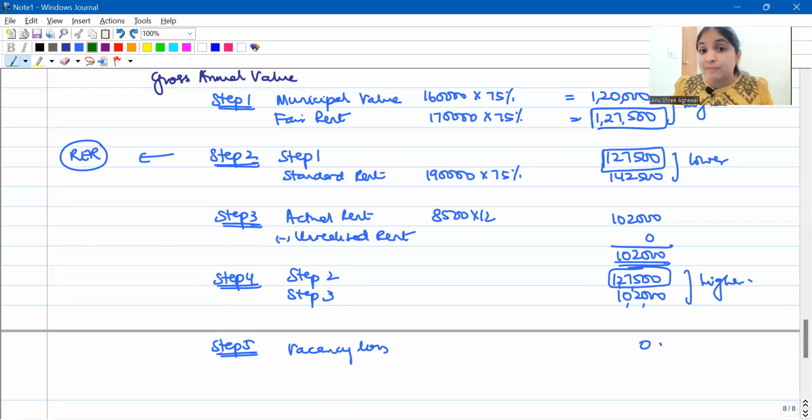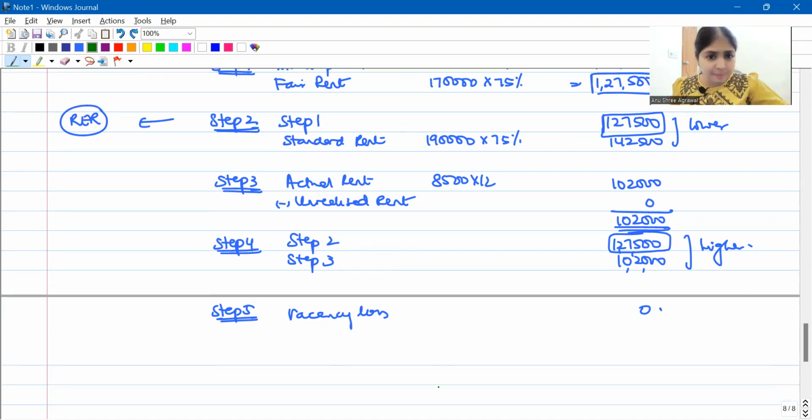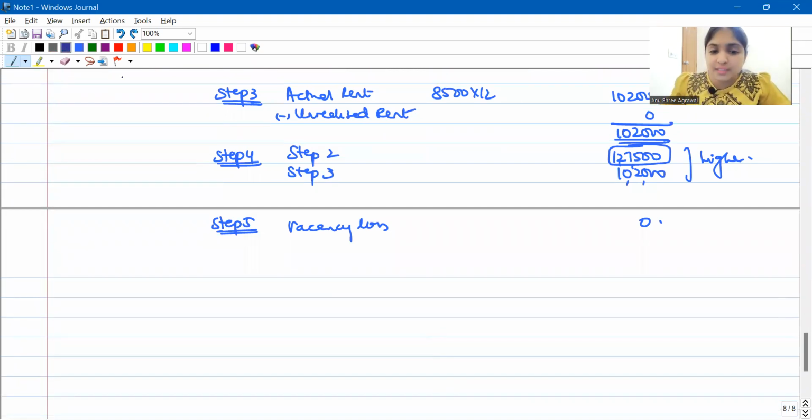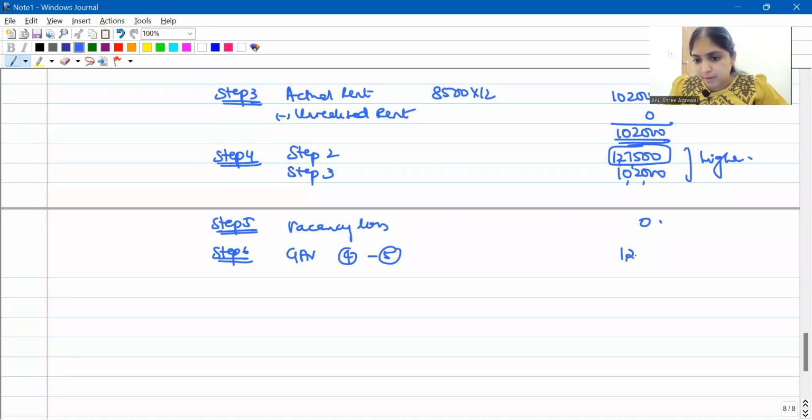Step 5, vacancy loss, when will you touch upon it? You will touch upon vacancy loss only if step 3 is higher. If step 2 is higher, you don't touch vacancy loss. Here, number 1, step 2 is higher. So I don't touch vacancy loss. Even otherwise, there is no vacancy loss here anyways. So vacancy loss is 0. So step 6, guys, what is my GAV going to be? Our GAV will be step 4 minus step 5, which is going to be 1,27,500. So we have a gross annual value number.